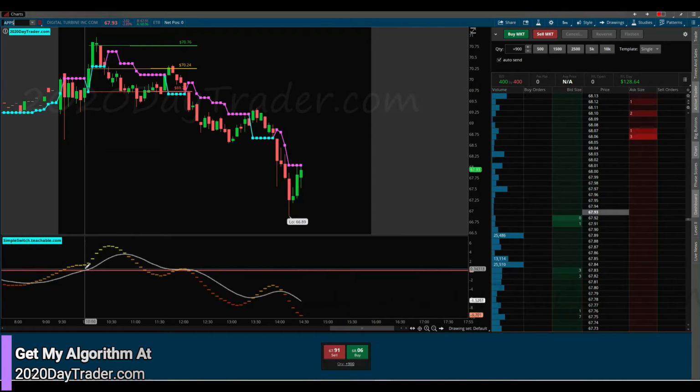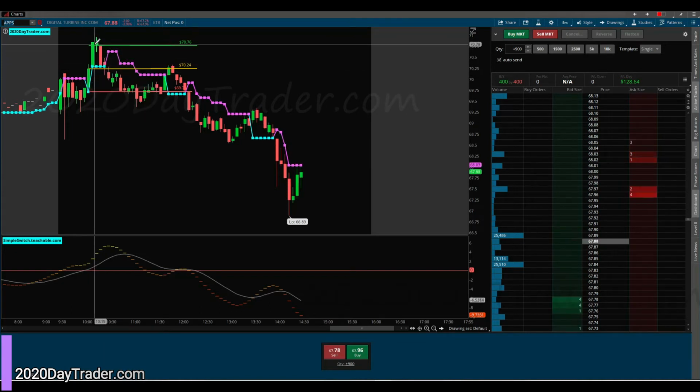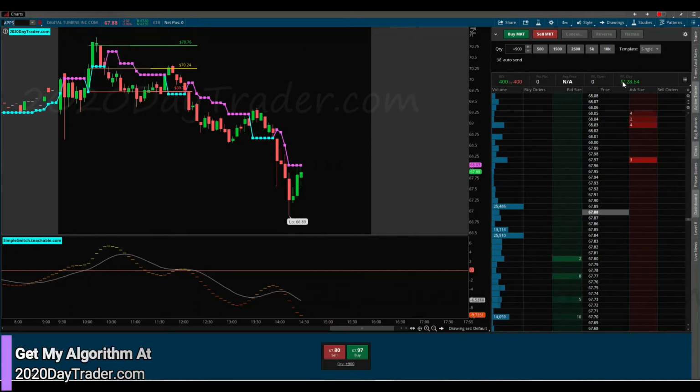We got permission with the dash above the white line and everything above the red line. So we're in the long zone. Below the red line is the short zone. So right here we had that permission, jumped in, hit our target, bounced out with $128.